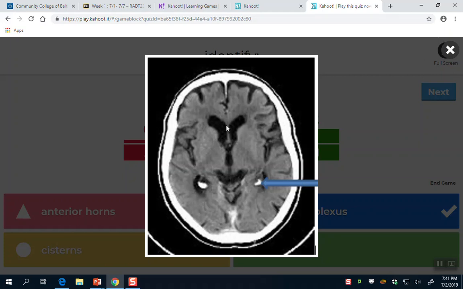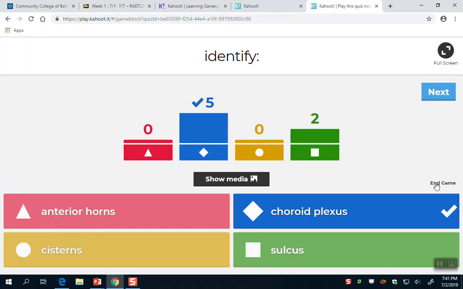So anterior horns of the lateral ventricles, third ventricle, choroid plexus. These are posterior horns of the lateral ventricle, cerebellum coming in. See that? That's actually a cistern right there. It's like the quadrigeminal cistern right near the quadrigeminal plate. So it's holding spinal fluid. It's not one of the ventricles. This is a central sulcus.